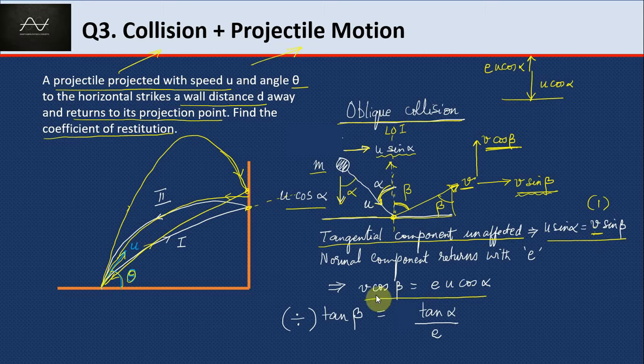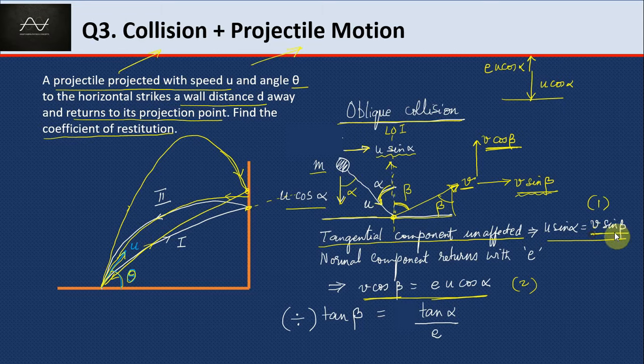Now, v cos beta is equal to e u cos alpha. And here also, if v is equal to u, then beta will be equal to alpha. That means v cos beta is equal to u cos alpha completely, and e will become equal to 1. E equal to 1 implies perfectly elastic collision.